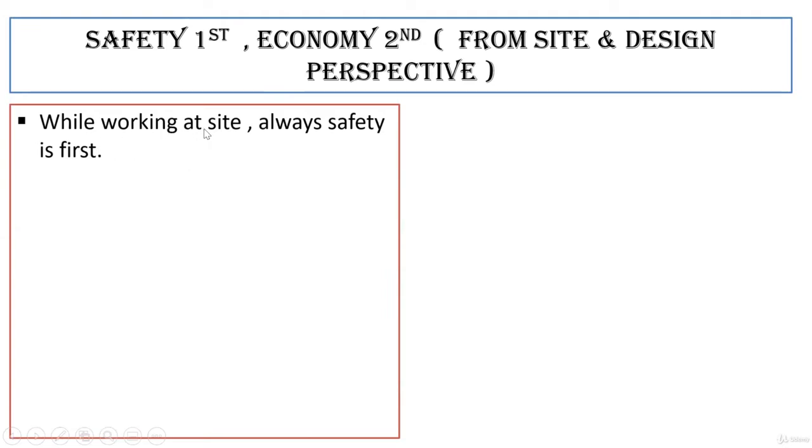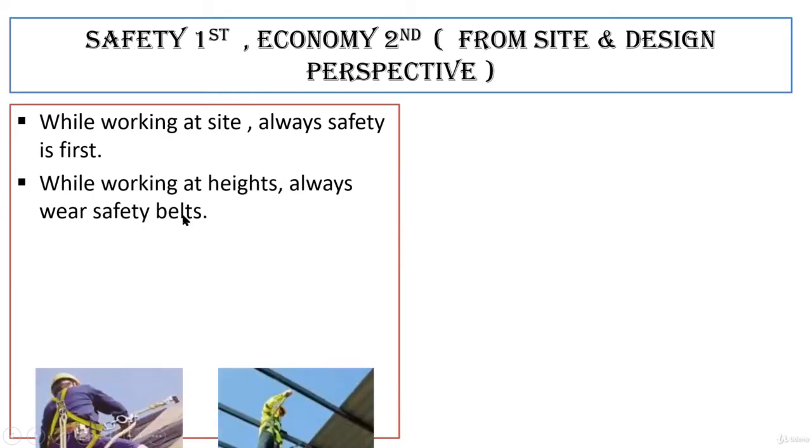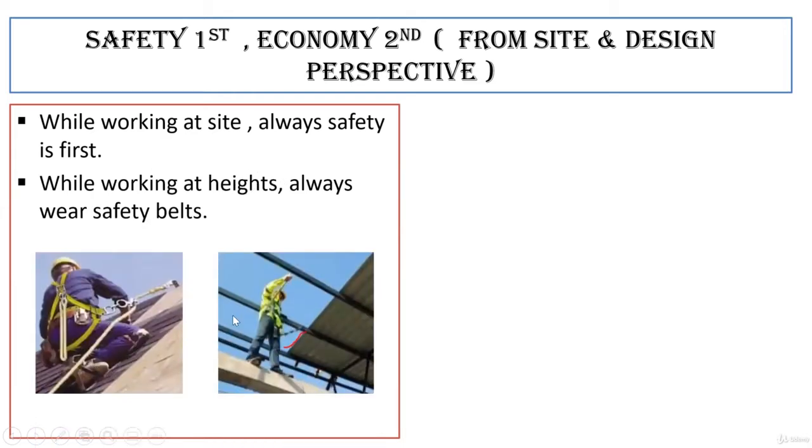So while working at the site, always safety is first. That we have always seen, right? So while working at heights, always wear the safety belts. So this is how it happens. Let us say you're working at a height, then you always have to wear the safety belts, because just in case you fall down or something happens, if there is a slip, what will happen? This safety belt will save your life, right?